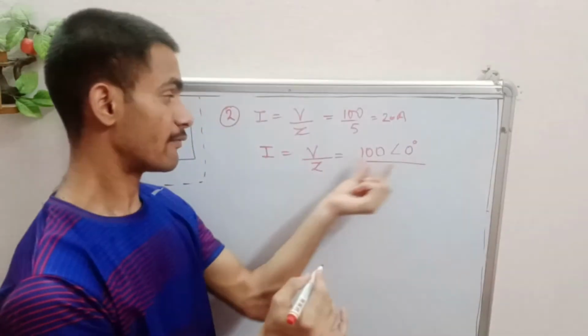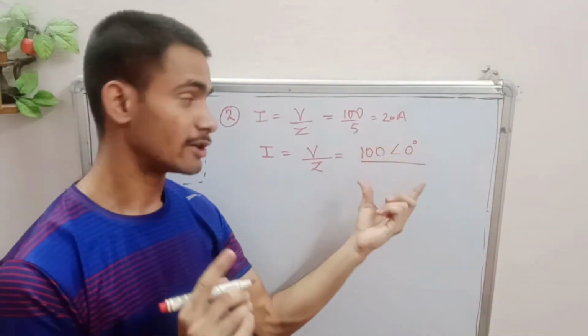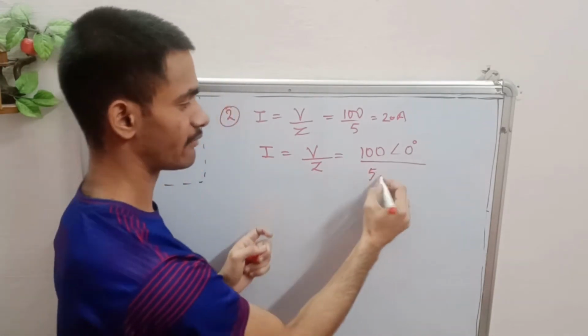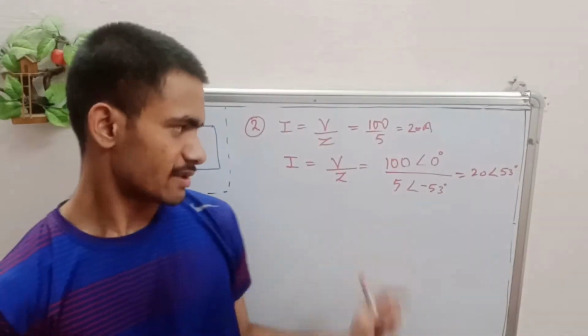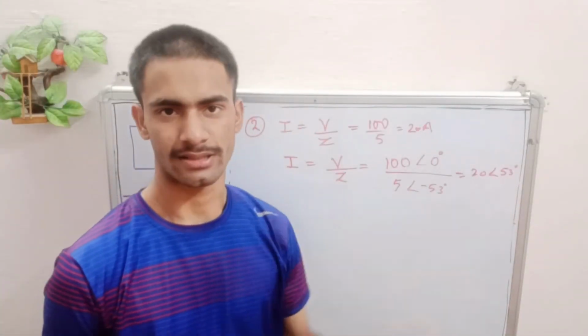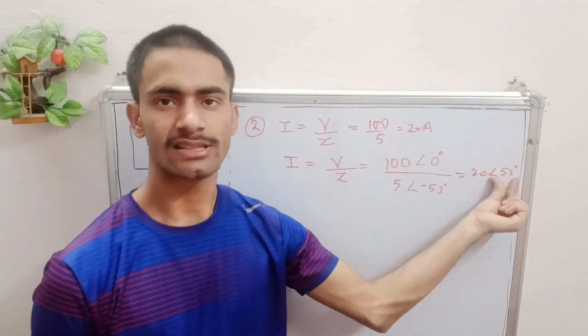And Z, if you are using it in polar form, use it in the same way. This would be 5 at an angle of some value. This angle you can find using phasor representation, and overall you would get this. So why minus 53 at this place?